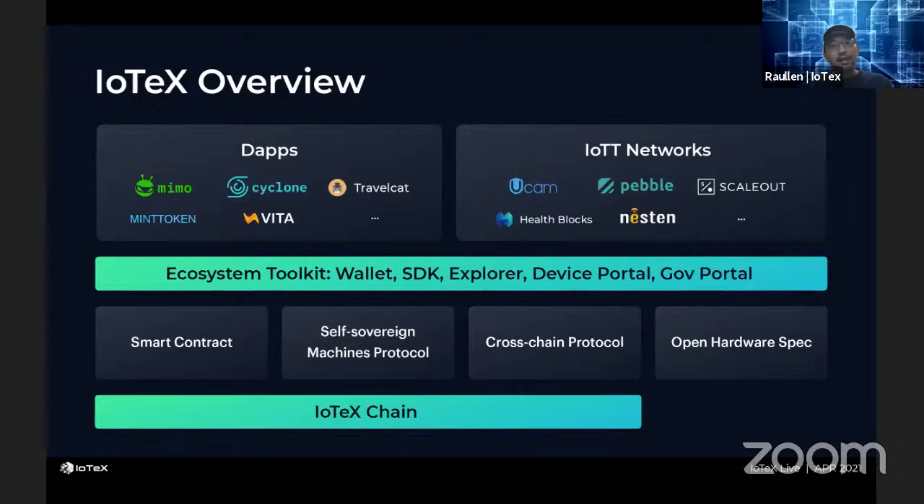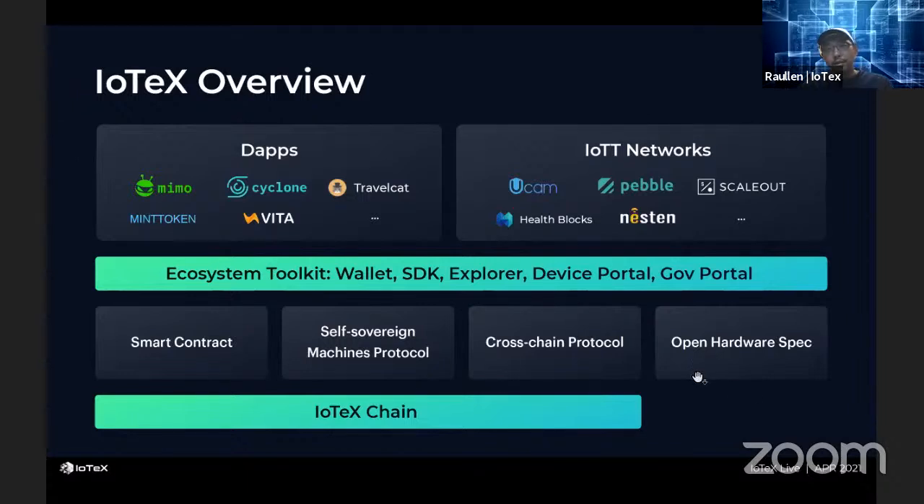Most interestingly, when we look at the application level of IoTeX, there are two groups of applications. One is typical Web3 dApps. For example, Mimo is our DEX, Cyclone is a privacy preserving protocol, Travel Cat is an NFT game, Mint Token is another token minter, Vita is a community token. It's very similar to Ethereum dApps, Polkadot dApps.